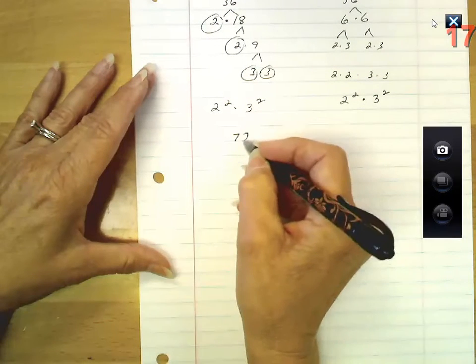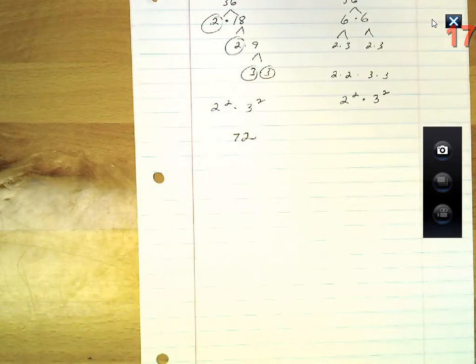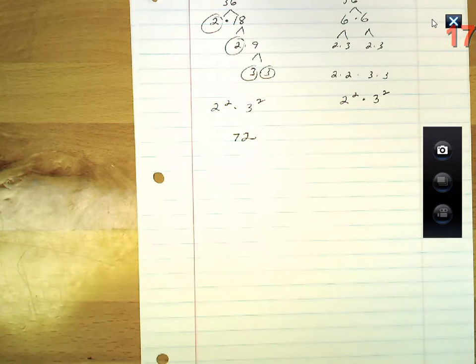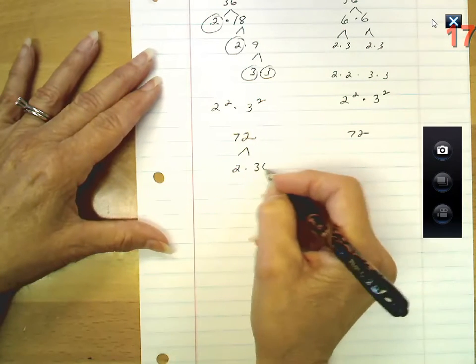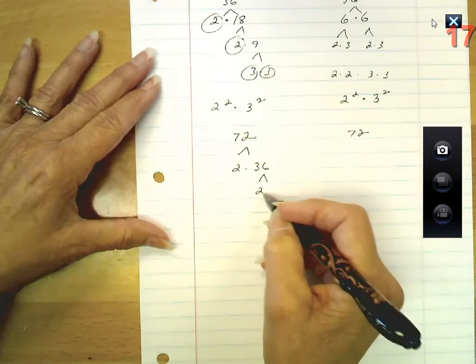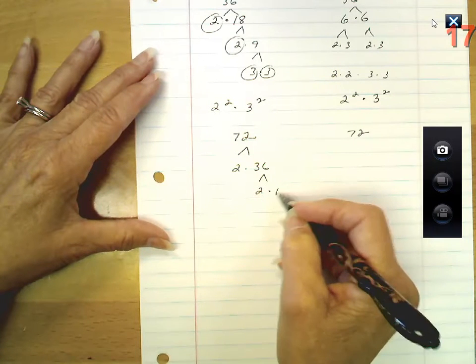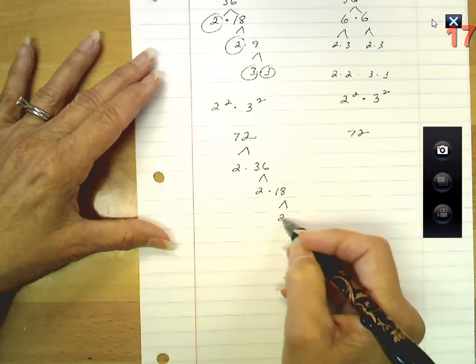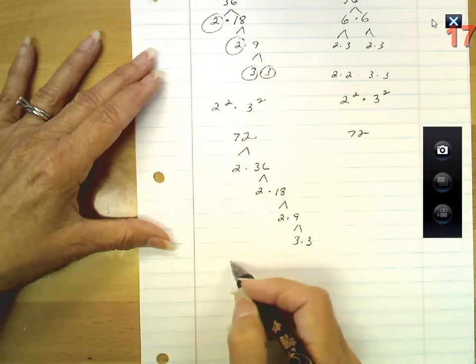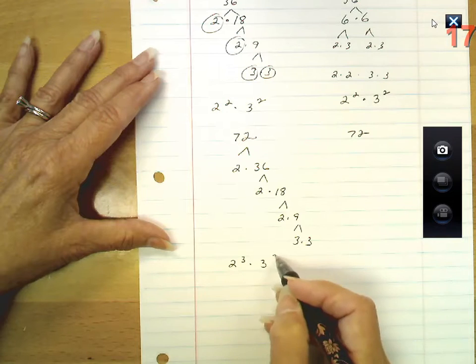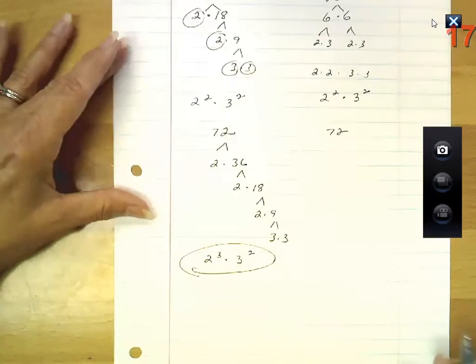Okay, let's say we have a 72. Now, how would some people do that? 36, or 9 times 8. 36 times 2 or 9 times 8. I'm going to do it both ways. 2 times 36. If I did 2 times, what? 18, 2 times 9, 9, 3 times 3. 1, 2, 3 2's times 3 squared.